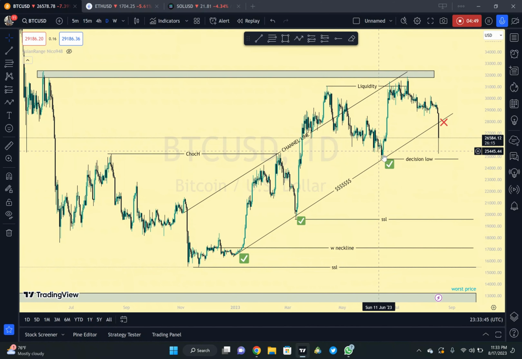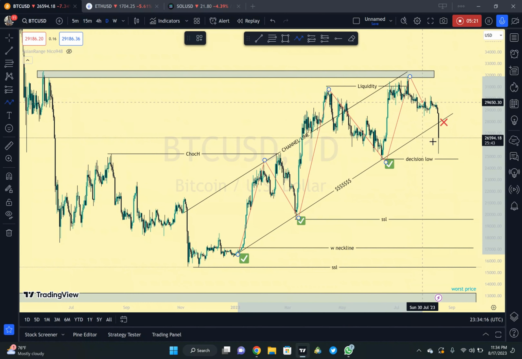You see this low here. This was the last low that created this high. So this low here is a very decisive low. It's our decision low. If this low is broken or the market even trades through this low, it means that something like this should occur. The market should trade through this low.